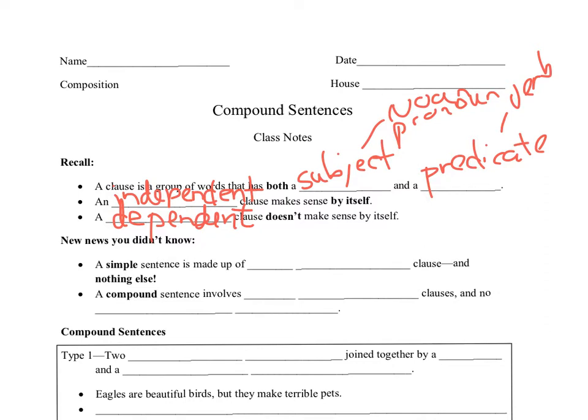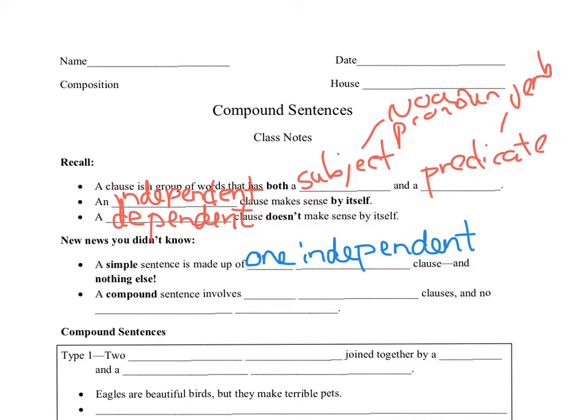All right, moving on to the main part of our lesson. A simple sentence contains one independent clause. In other words, it's simple. It gets right to the point. The dog walked across the street. Nothing fancy or complex about that. We have a subject, the dog, a predicate, walked, and a complete thought, across the street.